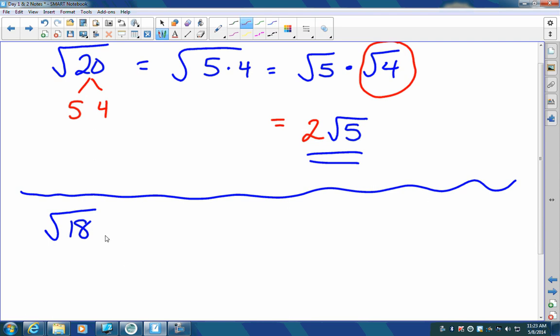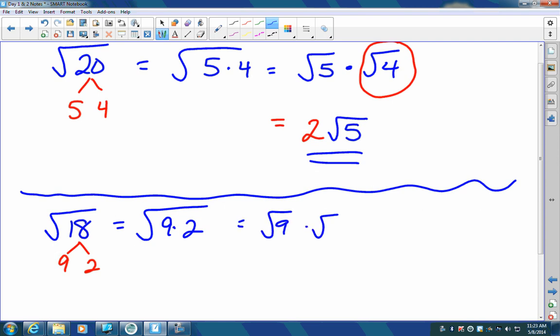What number does multiply together to give you 18? 6 and 3 does work, but neither one is a perfect square. What about 9 and 2? Okay, so I would have the square root of 9 times 2. So I have the square root of 9 times the square root of 2. What is the square root of 9? 3. And then you write what's left over, the square root of 2.